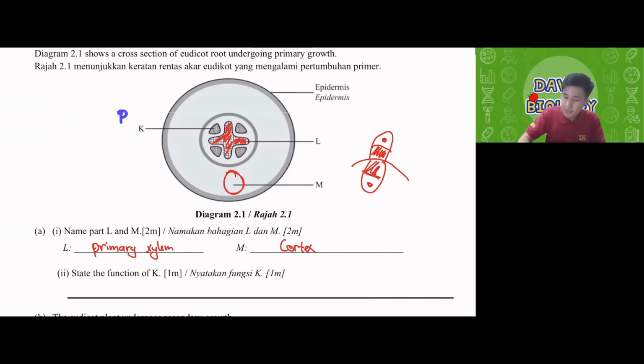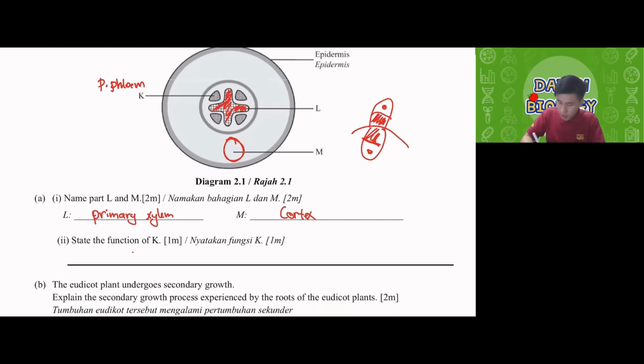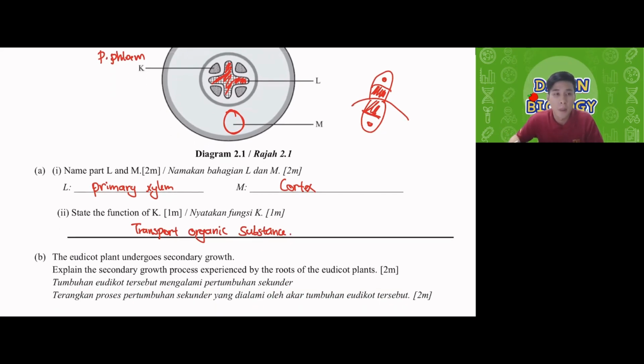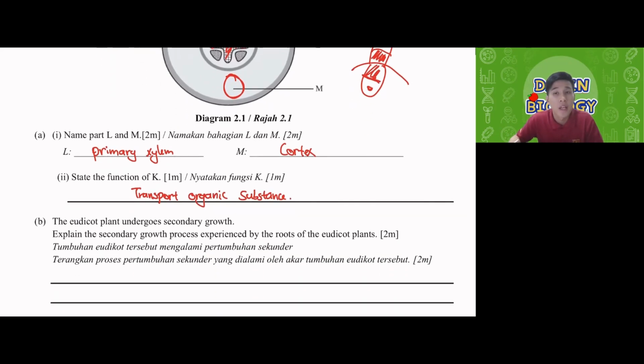Is the primary phloem, right? Phloem in general does what? Doesn't matter if it's primary or secondary. Phloem transports organic substance. So don't ever write transport food. I've said many times already: organic substance. Next.